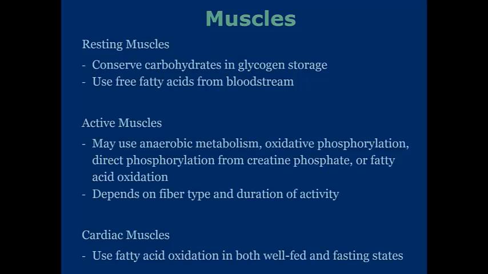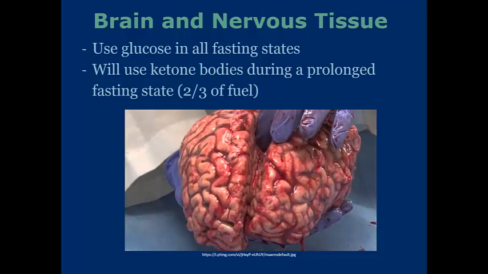Cardiac muscles will use fatty acid oxidation in both the well-fed and the fasting state, so this makes it very different than the other types of muscle groups. The brain and the nervous tissue are going to use glucose in all fasting states until absolutely necessary, at which point they use ketone bodies. This will happen during a prolonged fasting state, not before.